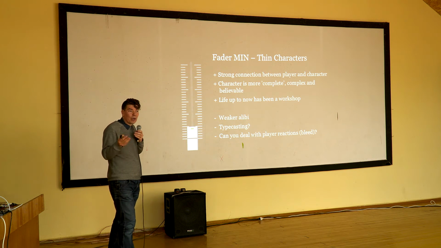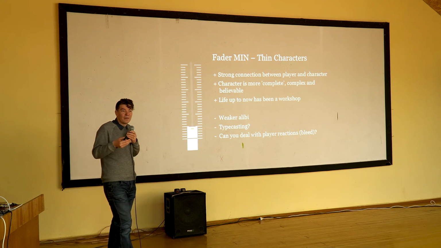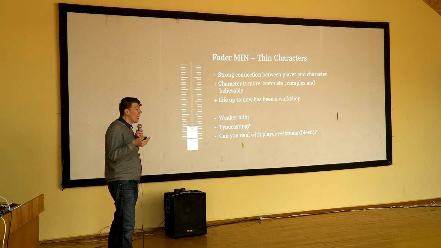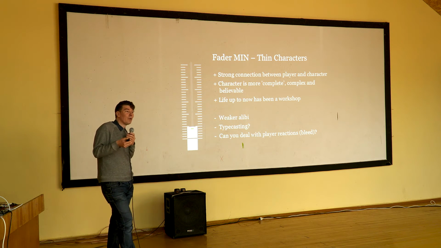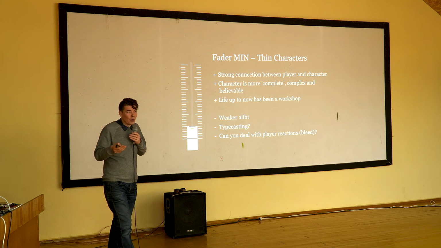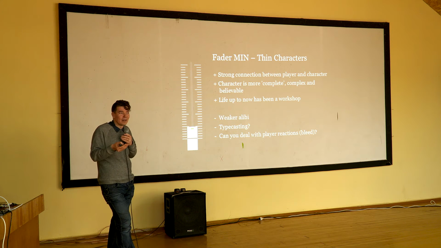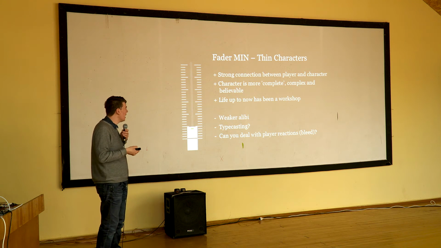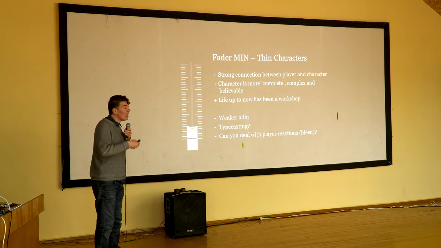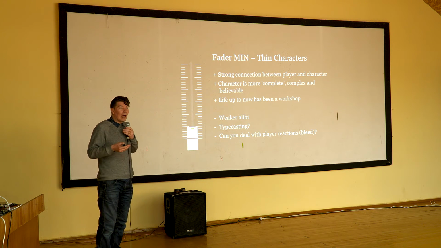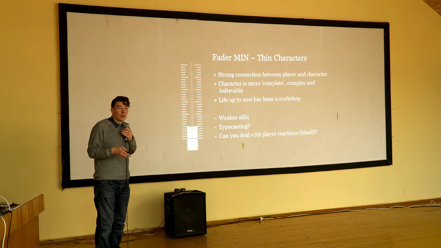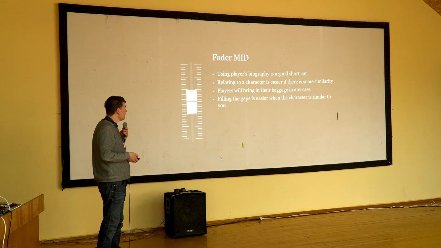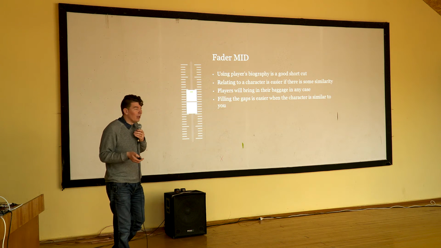But on the other hand, you have weaker alibi, because the character is very similar to the player. It can lead to typecasting. If there's the same person who always played the loudmouthed asshole, or then you have the person who is always taking care of others or whatever. Sort of it easily leads to typecasting. And then, as an organizer, you also need to think if you're willing and able to deal with the possible bleed that will result.